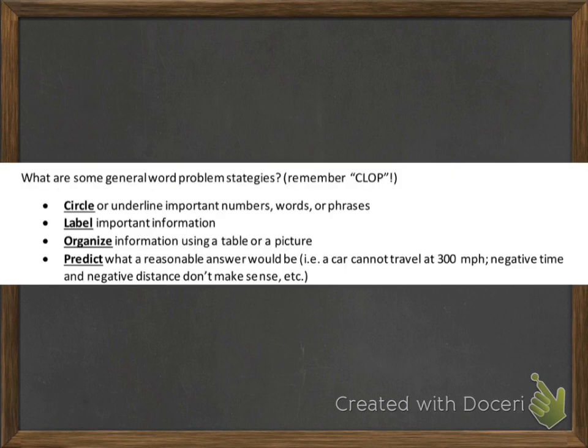Remember some general strategies that you can use anytime you have a word problem. Circle or underline important numbers, words, or phrases. Label important information. This includes assigning variables to unknown quantities. Organize information using a table or picture, and predict what a reasonable answer would be. Let's begin.